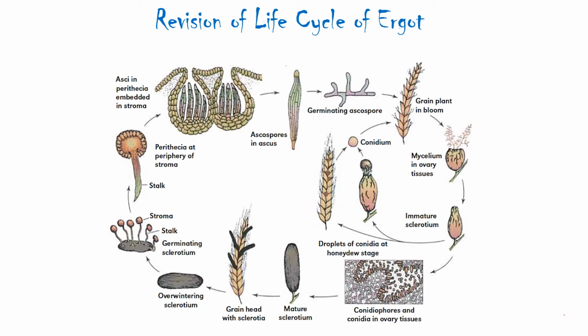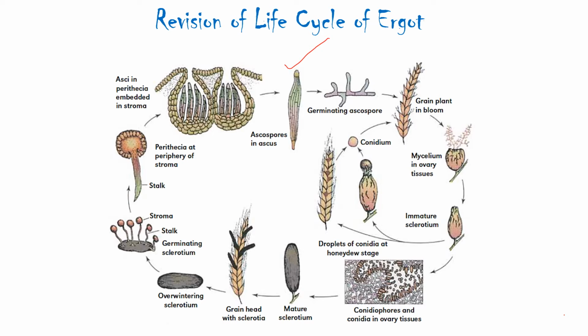This is the ascospore, a single ascospore. So actually, the ovary of the rye plant at its base gets infected by ascospores of the fungus, especially during the summer and spring season. It also gets spread through wind and insects.